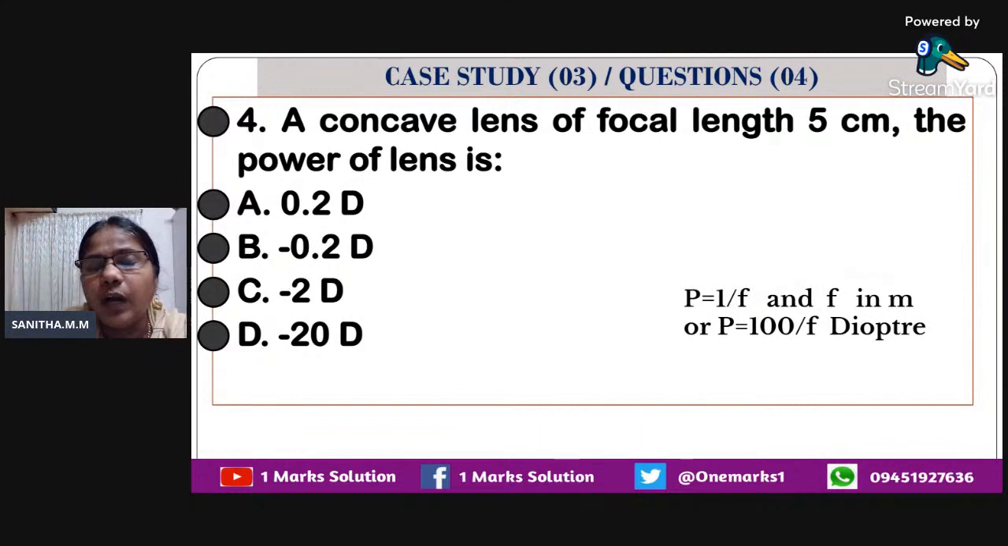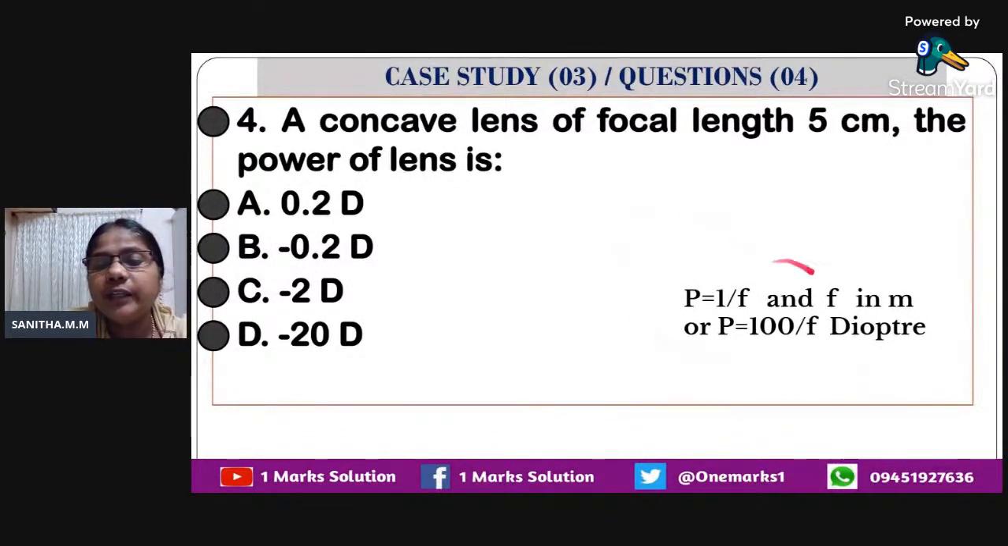10 raised to 2 is 100. So can we write like this? P is equal to 100 by f. If you are studying this also is good. Only thing you have to see is that if you are writing f in meter, then only you have to use this. And what is the unit of power? It is written there, diopter. The first letter we are using here is D. So that is diopter. What is power and what is the unit of power is also equally important.